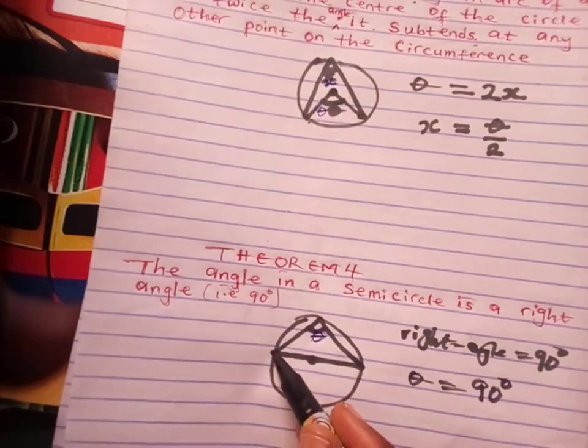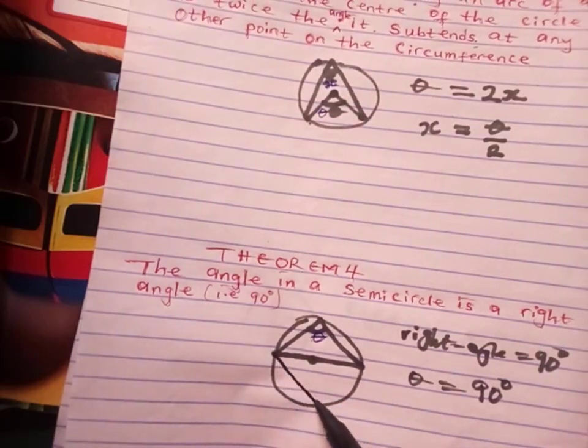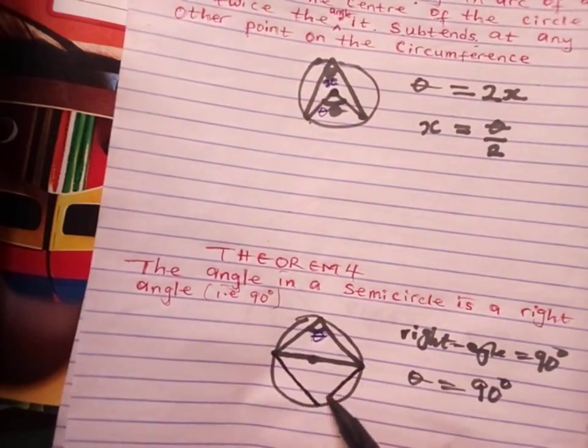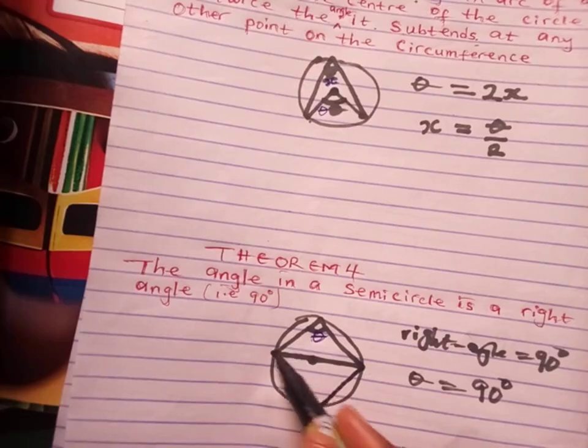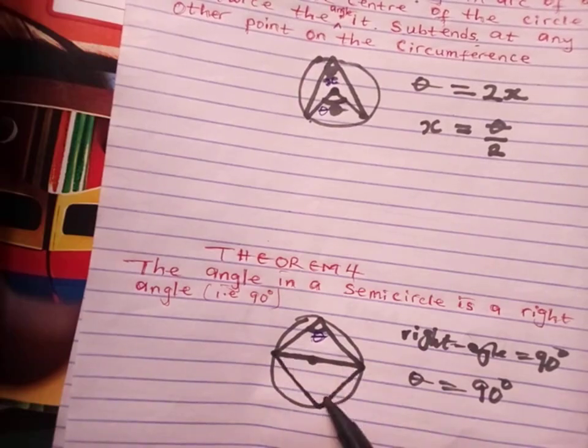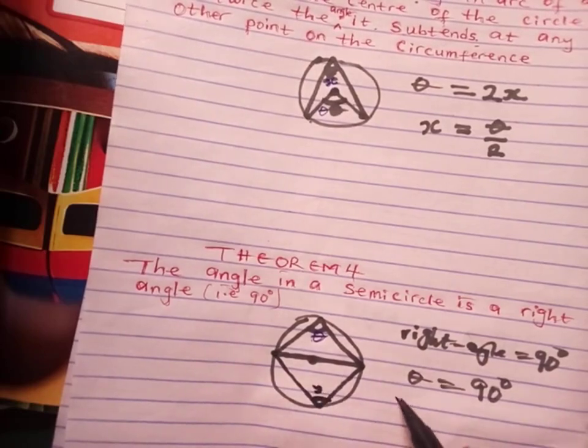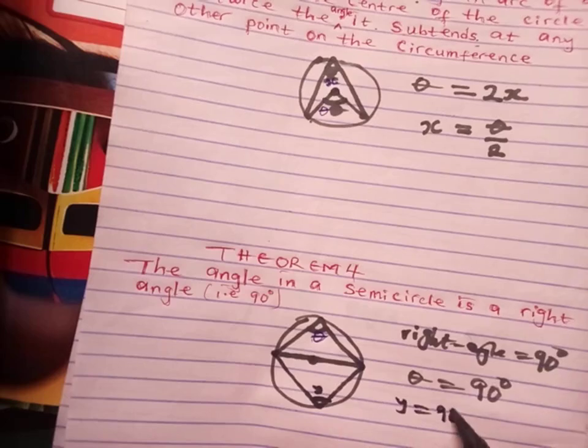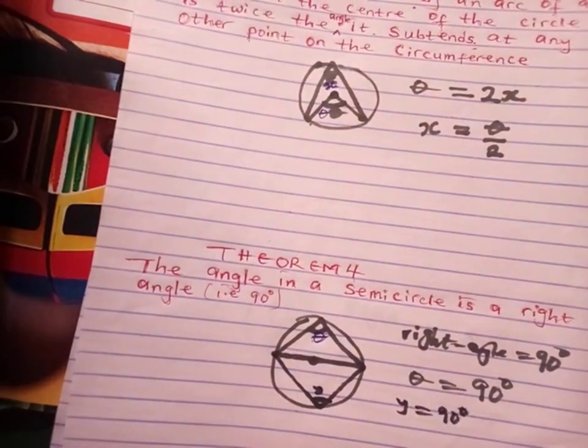Likewise, if I decide to form the angle somewhere here, this is also another part of a semicircle. If I call the angle that is formed here y, y is also going to be 90 degrees. So the angle formed in a semicircle will be 90 degrees.